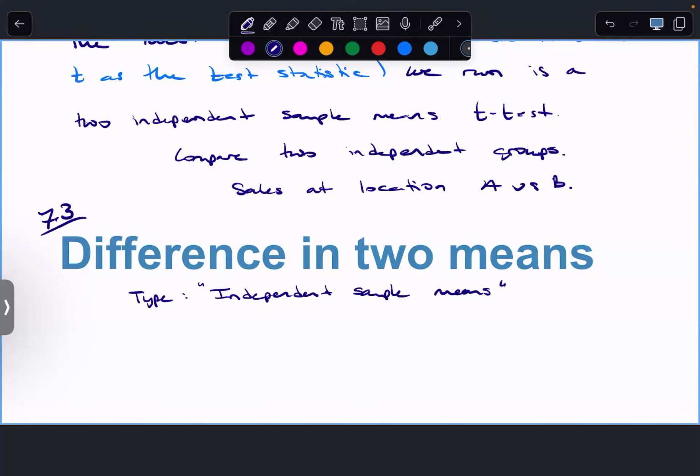Now we've got these independent groups. Drug A, drug B. As long as what we're measuring is numerical, then we can use this method.